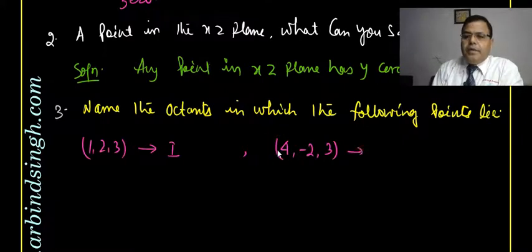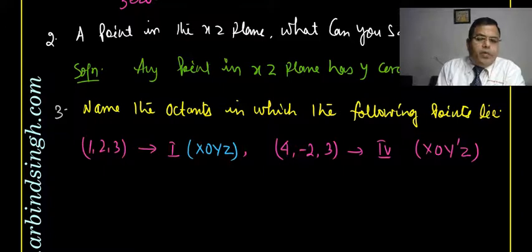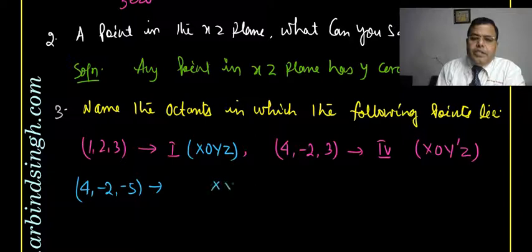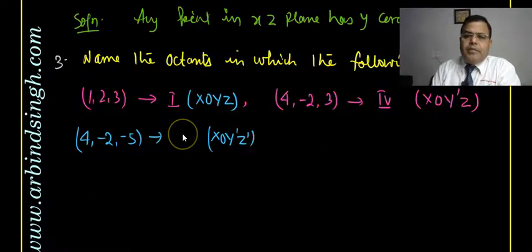I hope you got it. This is the fourth octant. The octant is XOY'Z, right here. Now the next point is 4 comma minus 2 comma minus 5. In which octant does it lie? This is XOY'Z'. So x is positive and y and z are negative. So it must be the 8th octant.